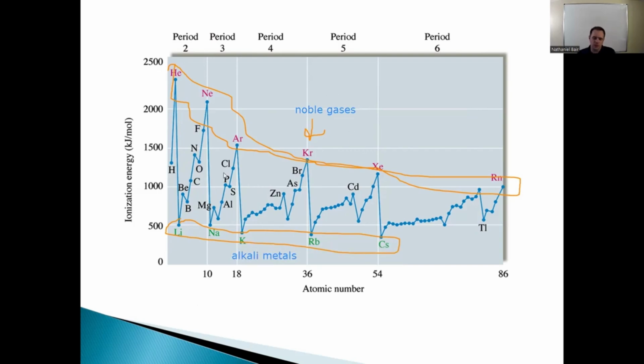What is this trying to show? Well, in every row, the hardest element to take an electron away from is going to be the noble gas. And the easiest element to take an electron away from in every row is the alkali metal. So the alkali metals are local minima, and the noble gases are our relative maxima in every spot on this graph. So love that line graph. It's beautiful. It can tell you so much.